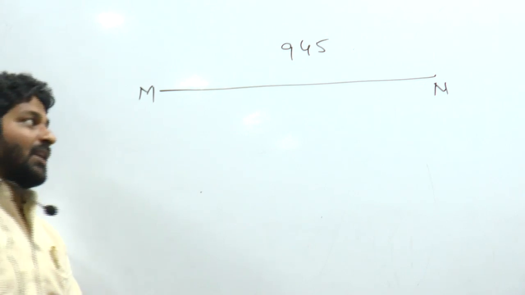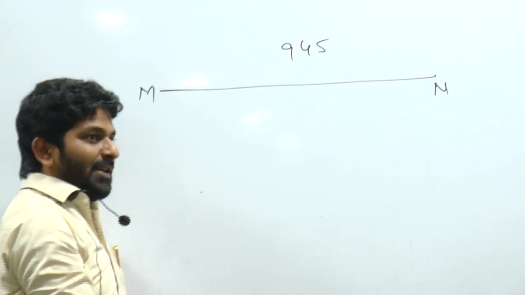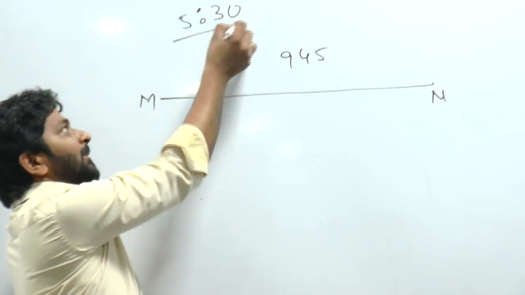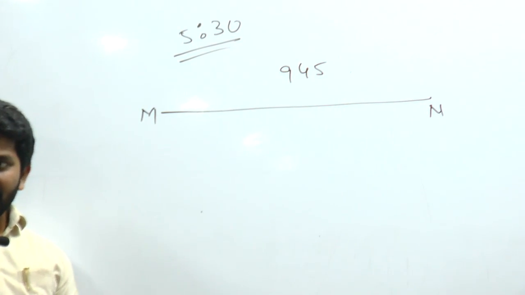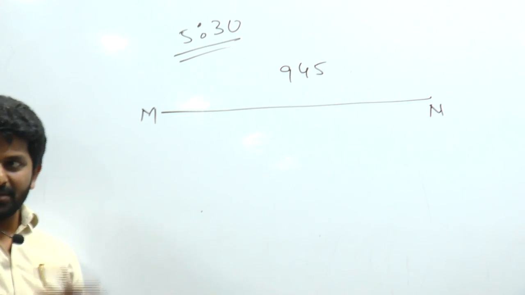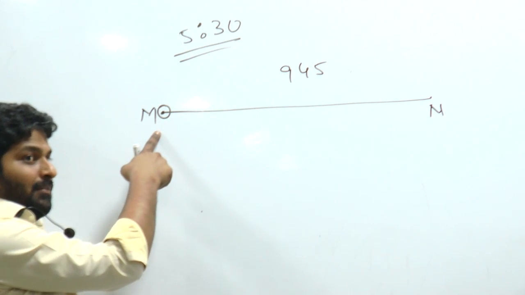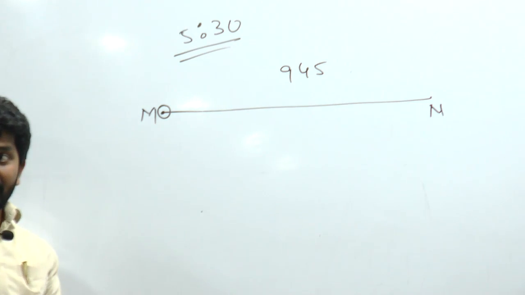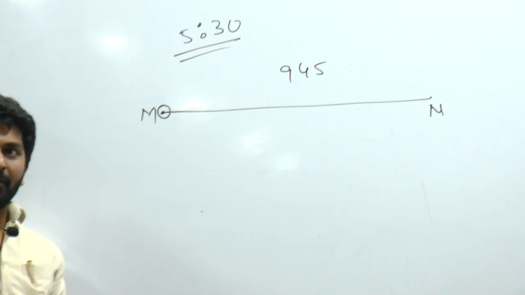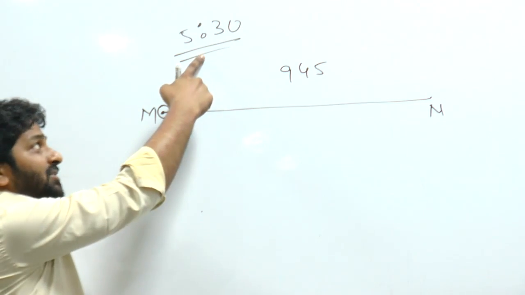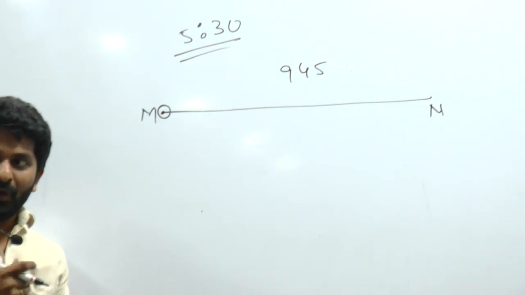The second train started from station N at 5:30. So now you need to take the position of the two trains at 5:30 at the same time. Ideally, the starting time of the second train is 5:30. The train which started from station M moves with a speed of 71 km per hour and started at 4 o'clock. Now the time is 5:30, in the sense 1.5 hours.